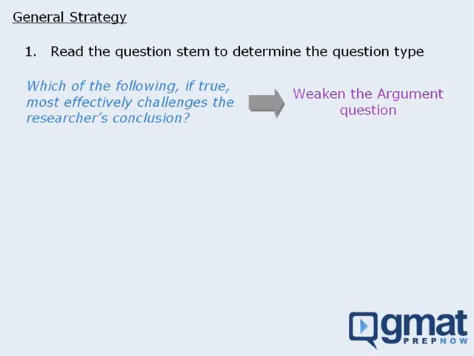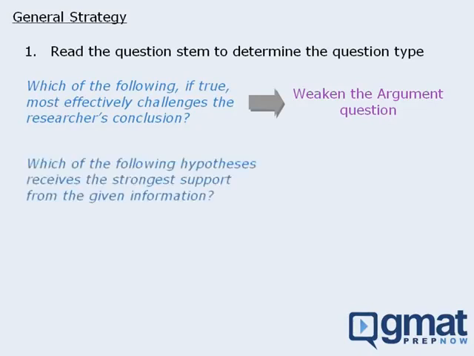Once we know this, we can apply the strategy for weaken the argument questions as we read the argument in the passage. Similarly, if the question stem were to read, "Which of the following hypotheses receives the strongest support from the given information," then we'd recognize this as a conclusion question, and then we'd apply the corresponding strategy for this particular question type. So given the importance of reading the question stem first, we'll spend time in future lessons learning how to identify question types by reading the question stem first.